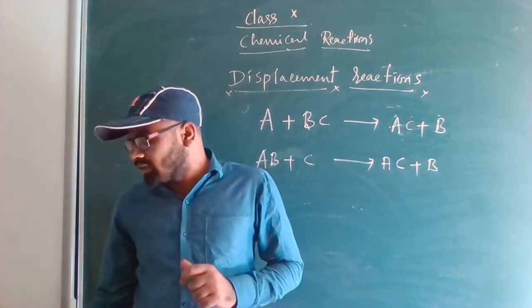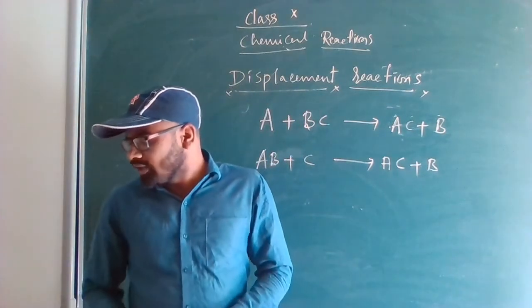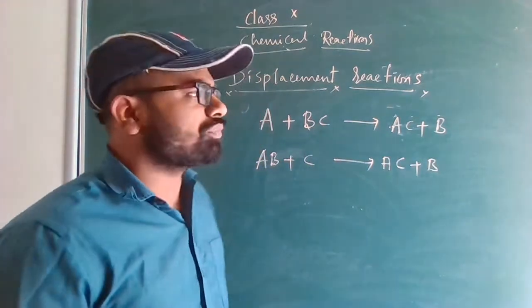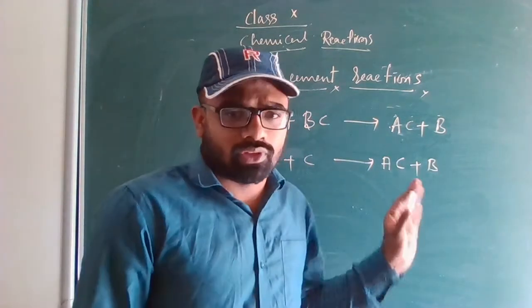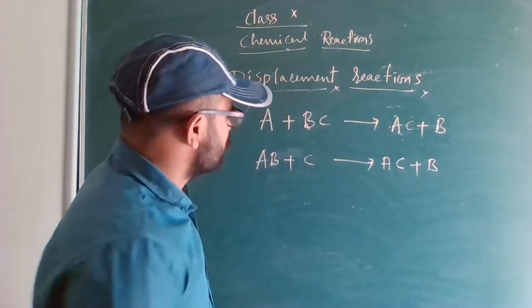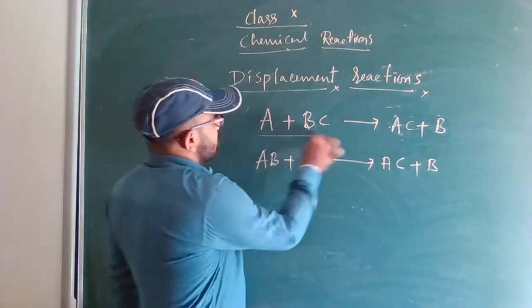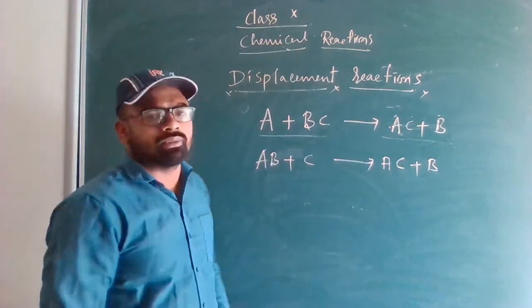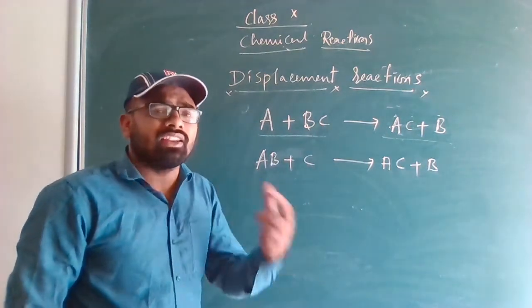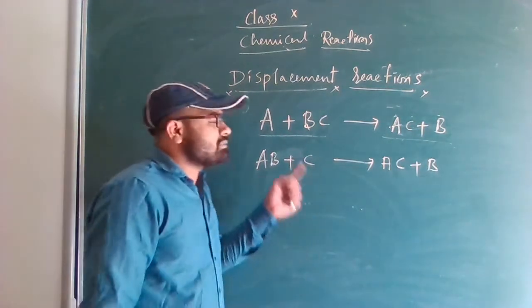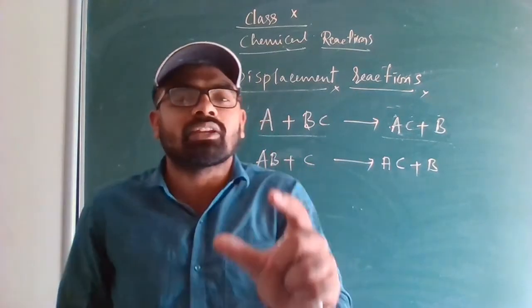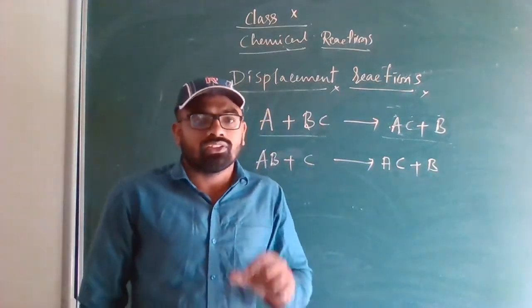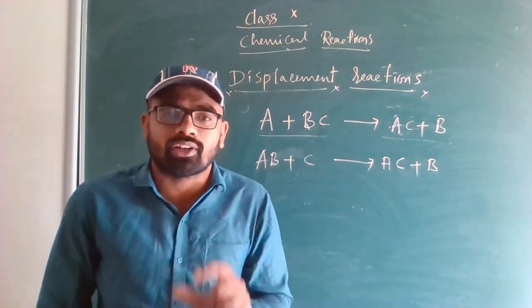So this is very important. Here we are going to see different kinds of examples. You should remember the general formula: A plus BC gives AC plus B, and AB plus C gives AC plus B. The displacement is based on the reactivity series. The reactivity series is very important.